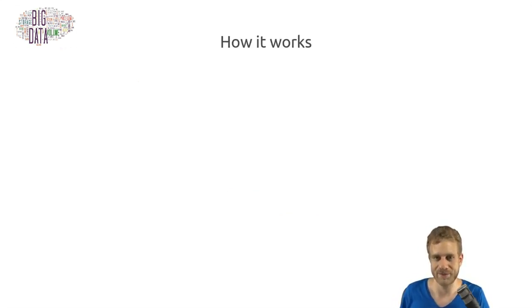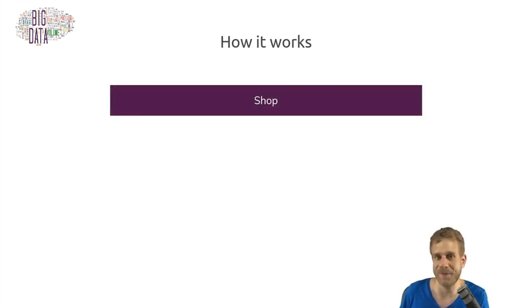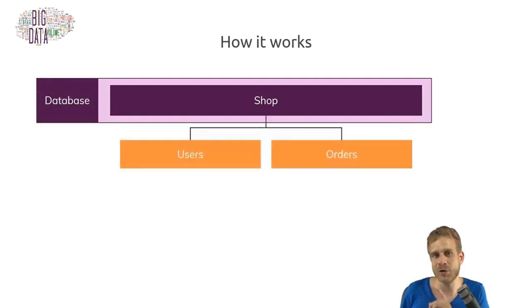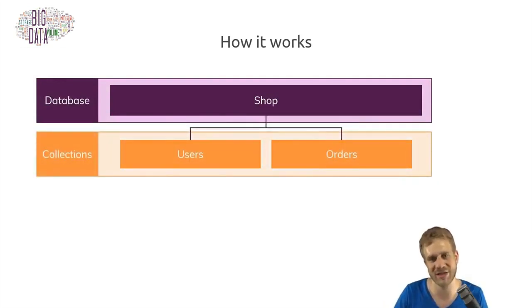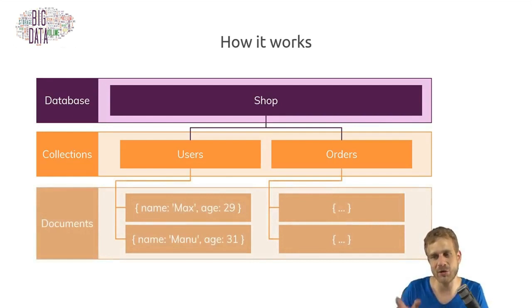So how does it work? Well, we have databases in the NoSQL world too, like a shop database. But then in there, we don't have tables, but so-called collections. But you could translate it with table essentially, like maybe the users and orders collection in our shop database. Now, in such a collection, we have so-called documents. Documents now look a bit different.